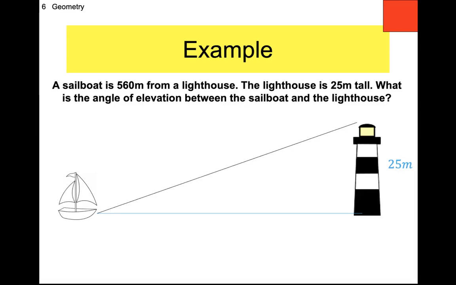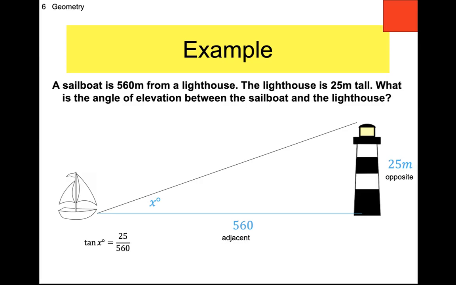The other piece of information we're given is that the sailboat is 560 meters away. So that would be the blue line right there. I put an M there, I should have put an M. All right, so let's see, what's the relationship here? Oh, it's still tangent, opposite and adjacent. So tan x is equal to 25 over 560.